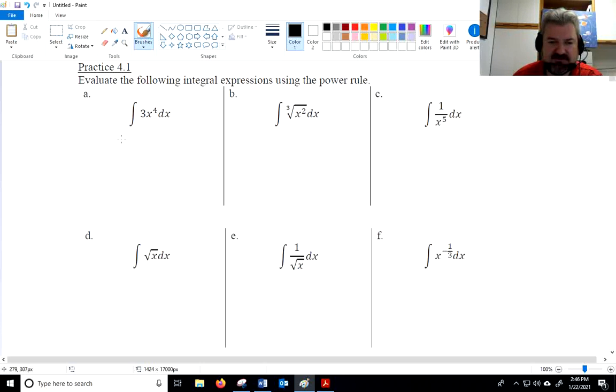Okay, let's see how you did. You should have increased the exponent by 1 and divided by the new one. And don't forget plus a constant c.